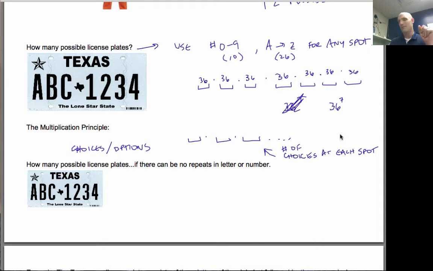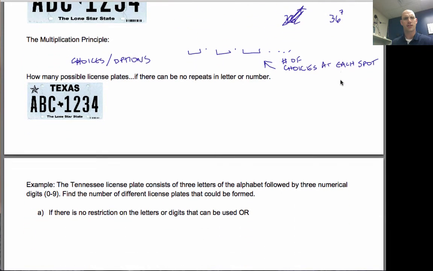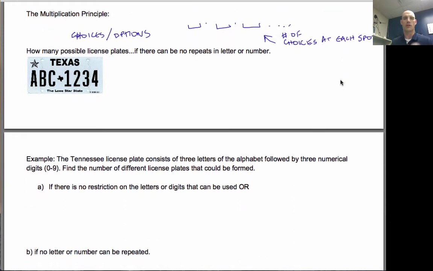Here's a variation of the problem. Pretty common variation where we start to eliminate repeats, or we start to stipulate what can be in what spot. Oh, you can't put a letter there. You can't put a number there. So to think about this is to really hone in on this multiplication principle. How many possible license plates if there can be no repeats in letter or number?